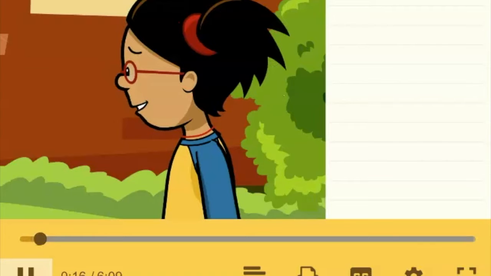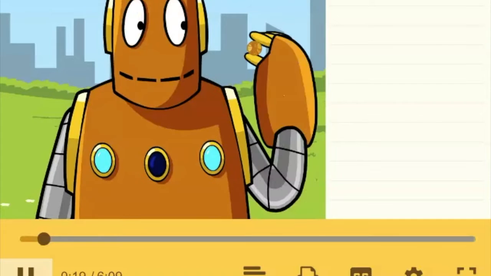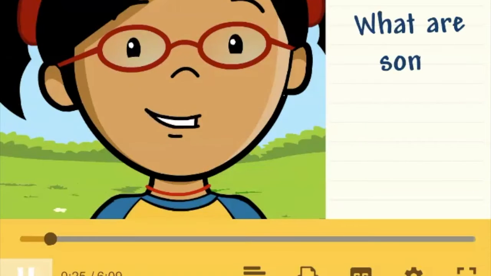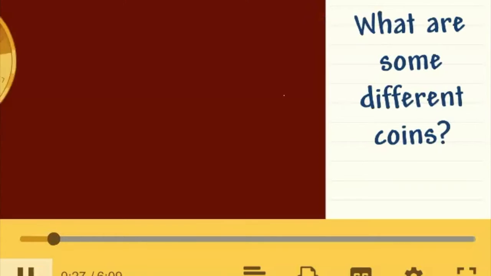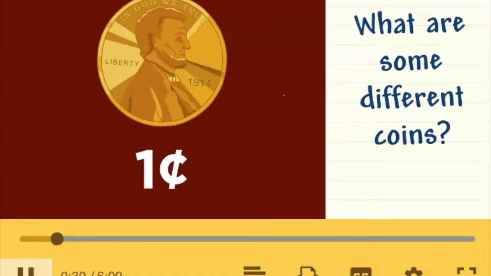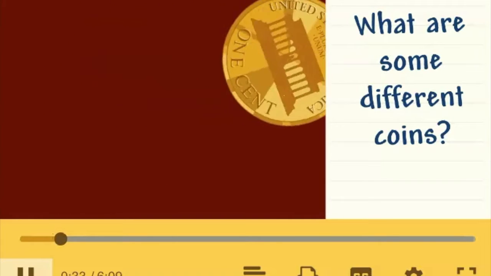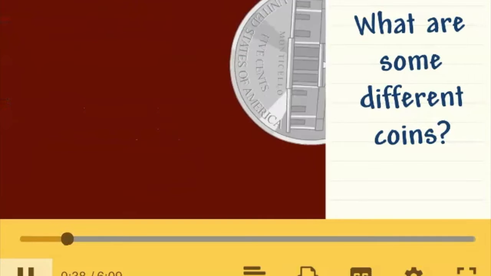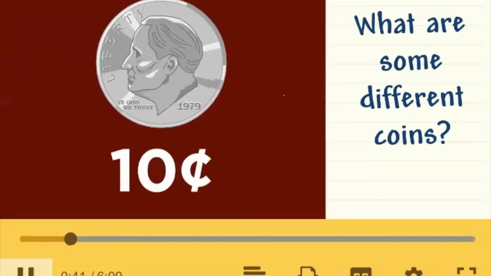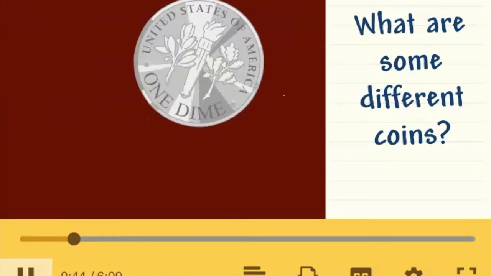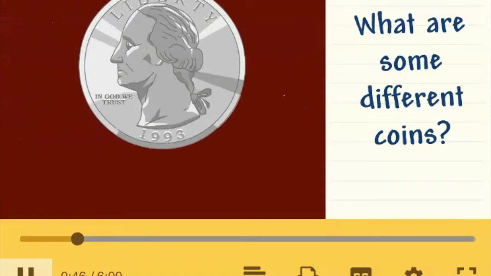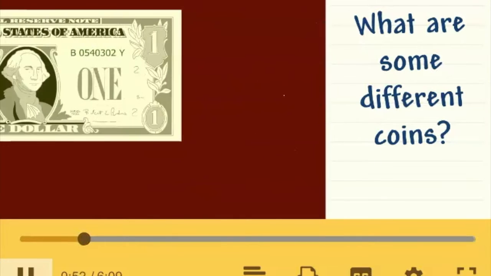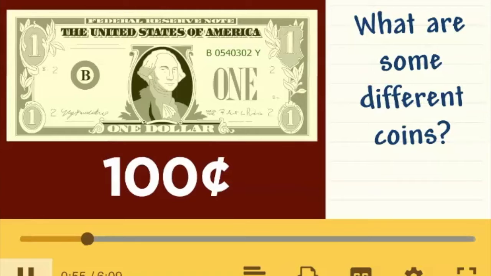You found something? What is it? Cool, a penny. What are some different coins? A penny is worth 1 cent. A nickel is worth 5 cents. A dime is worth 10 cents. A quarter is worth 25 cents. A dollar bill is worth 100 cents, or $1.